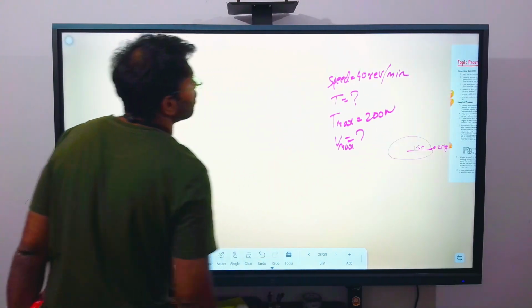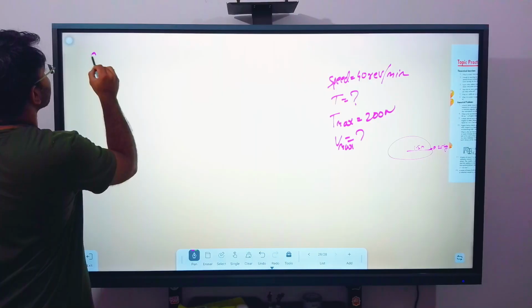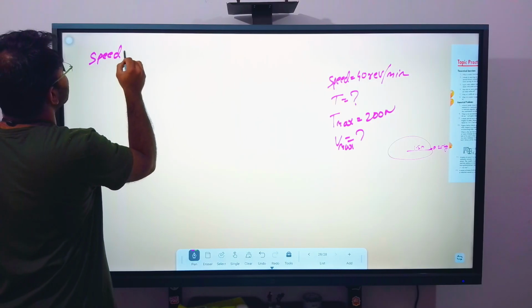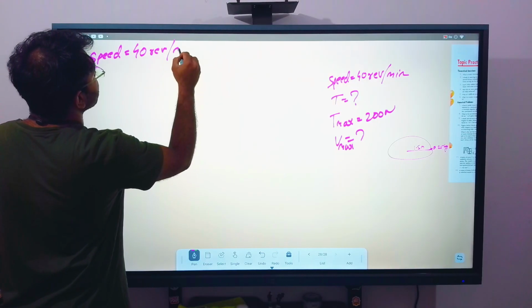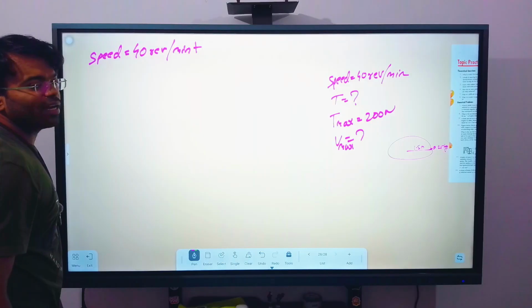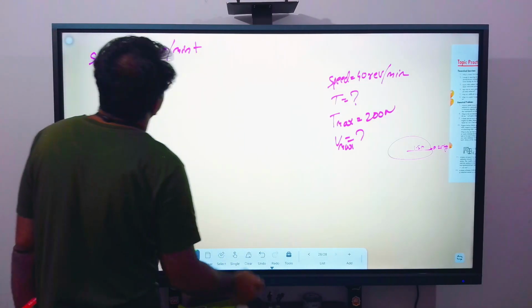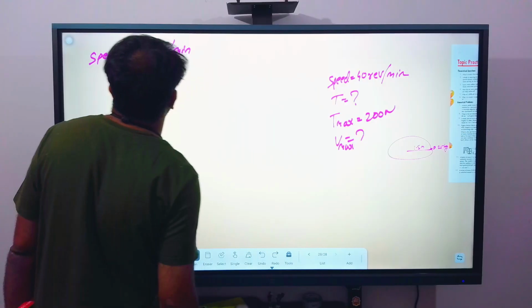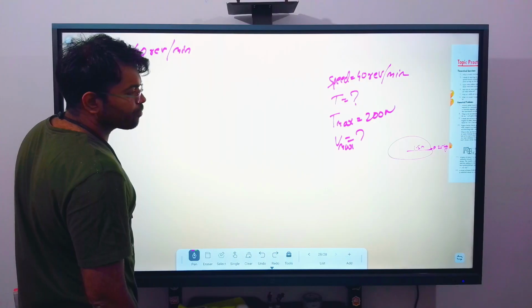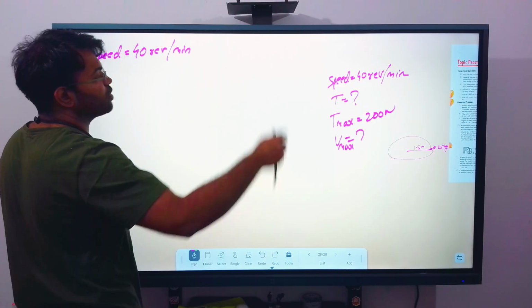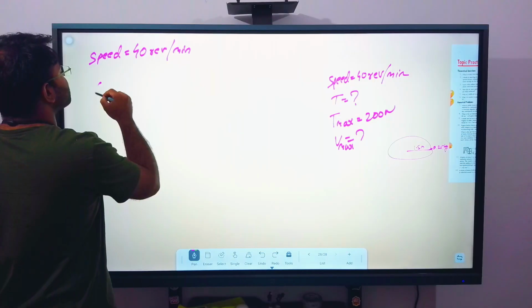So speed is equal to 40 revolutions per minute. It doesn't help us at all. Okay, so 40 revolutions per minute does not help us. What is one revolution equal to, Drupad? One revolution. We'll find the omega first.